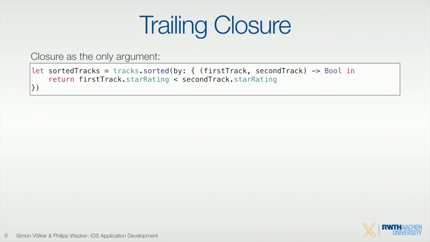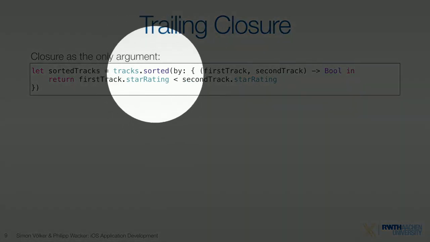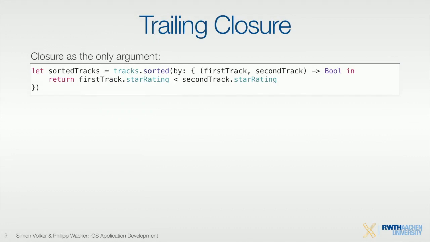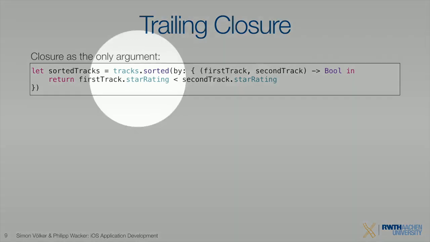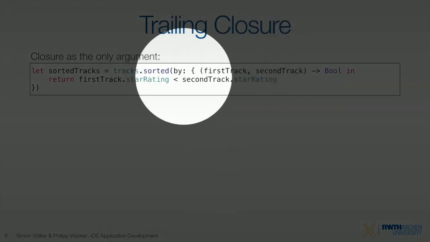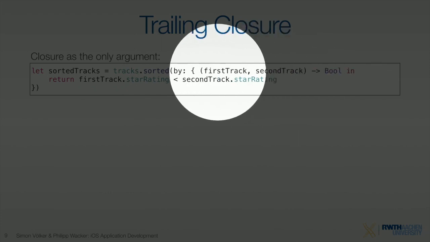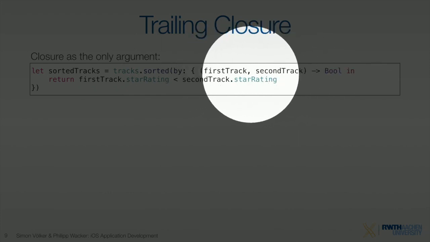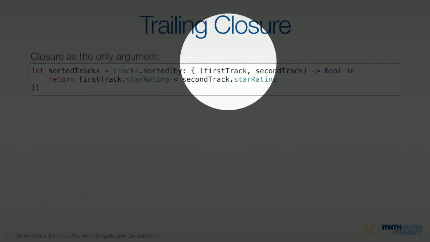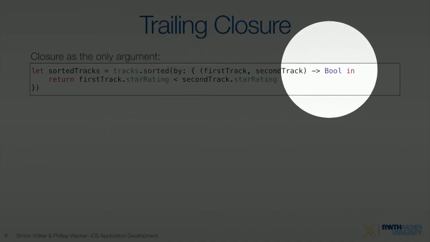So let's consider the sorted method of an array. What this method does is it sorts your array based on a comparison or an order that you provide. Think of songs here. If I want to order them by their star rating, the method takes a closure. So there's the sorted by method and it has a closure that takes two elements. Both are of the type that the original array is, so here tracks, and it returns a Boolean.